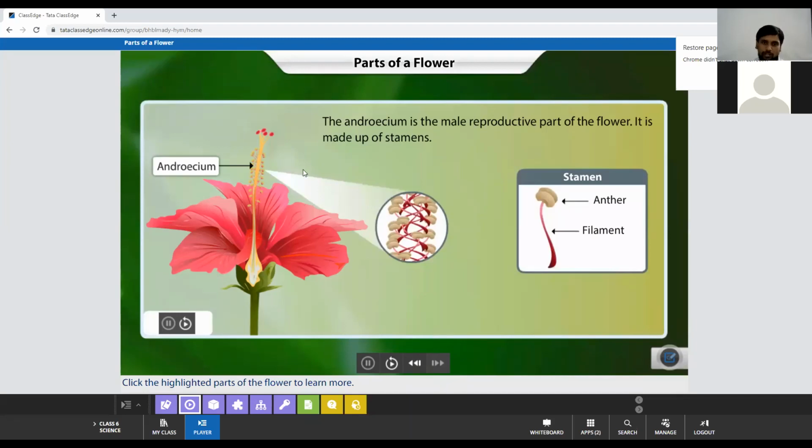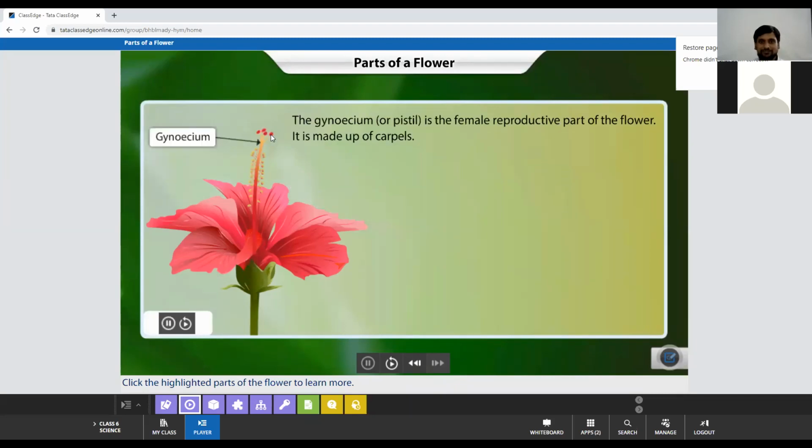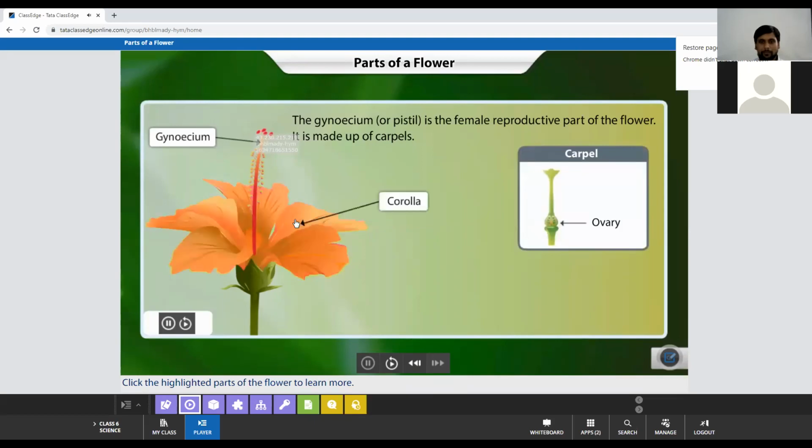Now, what is the fourth whorl, guys? Can you tell me what is the fourth whorl? Gynoecium, sir. Yes, correct. Gynoecium or pistil is the female reproductive part of the flower. It is made up of units called carpels. Take a look at the parts of a carpel: ovary, style, and stigma.